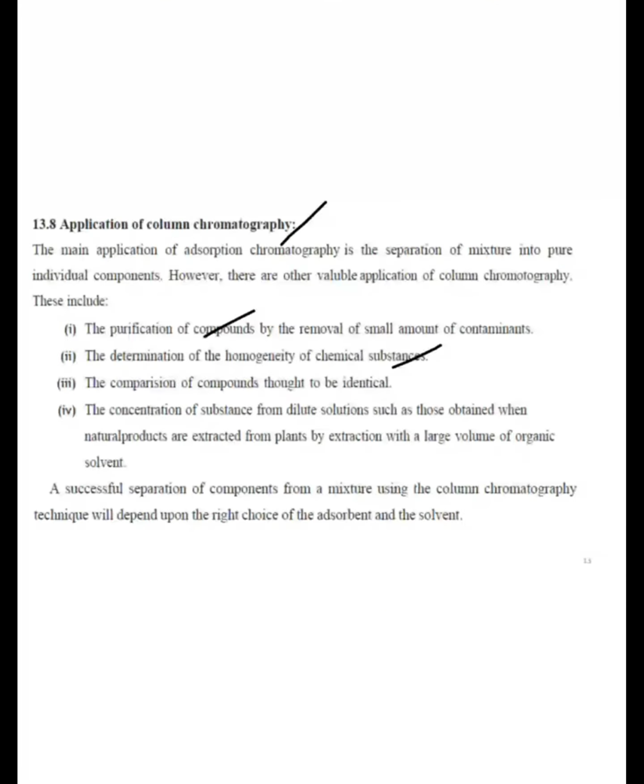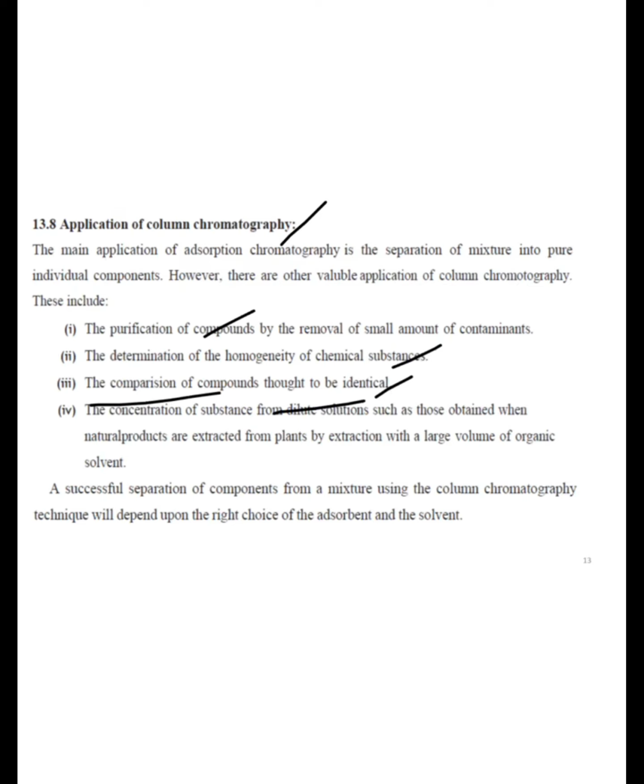The next point is the comparison of compounds, which should be identical. The compounds can be compared while collecting in the eluate, and it will be the same. However much solvent you pour, the same sample will be separated at a different time.